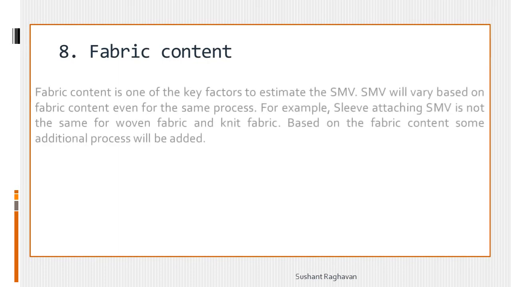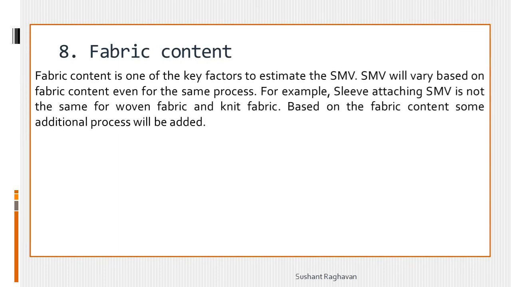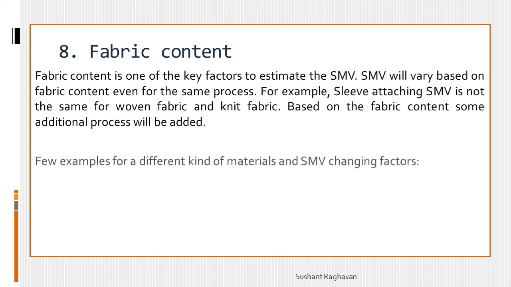Fabric content. Fabric content is one of the key factors in estimating the SMV. SMV will vary based on fabric content even for the same process. For example, sleeve attaching SMV is not the same for woven fabric and knit fabric. Based on the fabric content, some additional processes will be added.